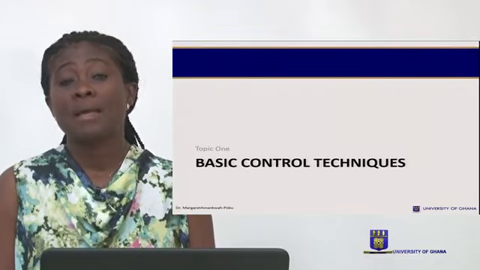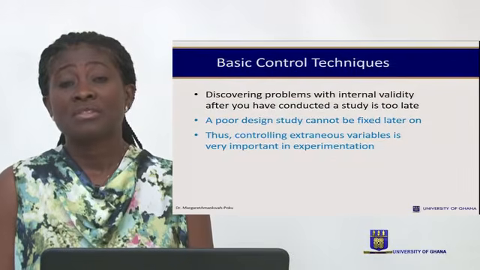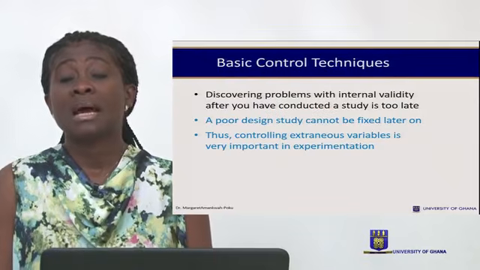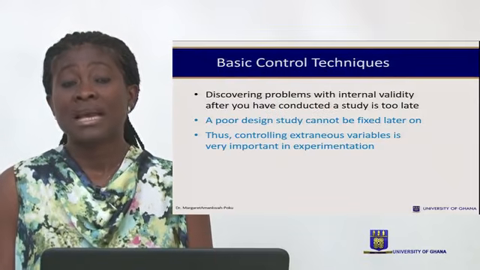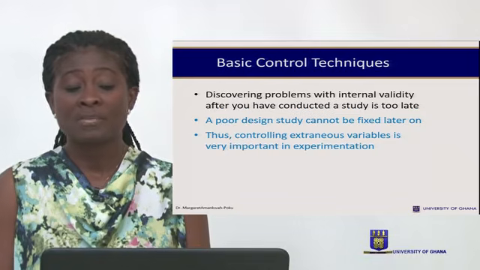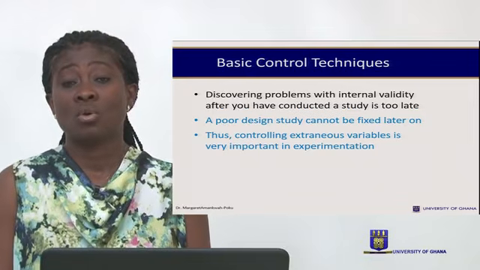So let's look at basic control techniques. As I mentioned earlier on, discovering problems with internal validity after you have conducted your study is too late. Once you have conducted the study, you cannot fix any threats to internal validity. So it's important that, as I mentioned, while you are designing your study, you think about the possible extraneous variables that can confound your experiment and then try to control for them as you collect your data.